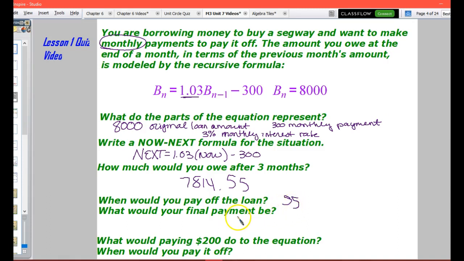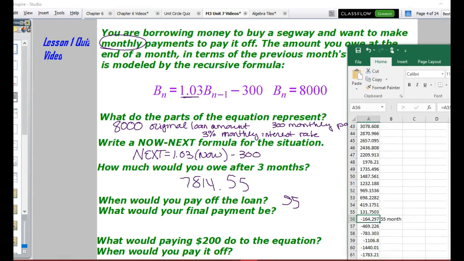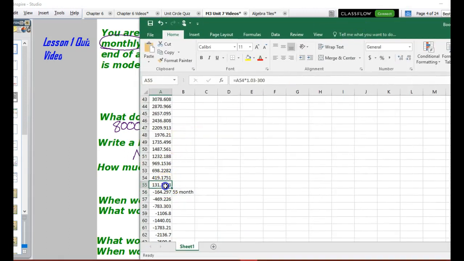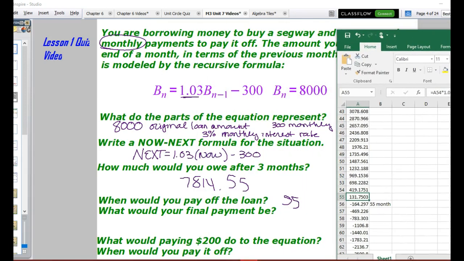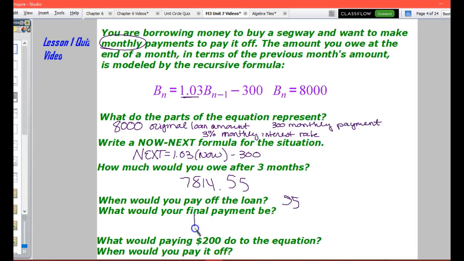What would your final payment be? We can go back to Excel and see that last full positive number. The 131.75 would be how much I'm going to owe at the end. So we can write that, 131.75, and that would be my final payment on month 54.